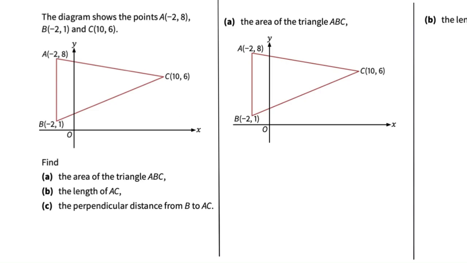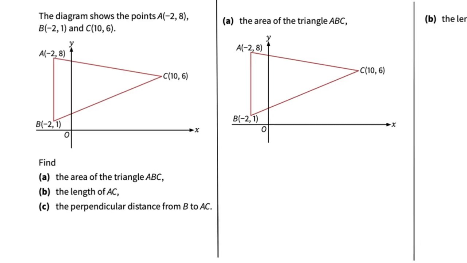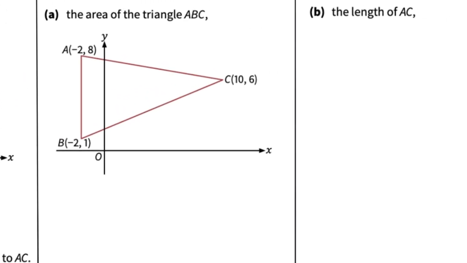Hello everyone, welcome to this problem where we are given this diagram with points A, B and C and they are being drawn to a triangle. For part A, find the area of this triangle. Following that, they want us to find the length of AC, and there will be part C where we are required to find the perpendicular distance from B to AC. Okay, so let's focus on part A here.